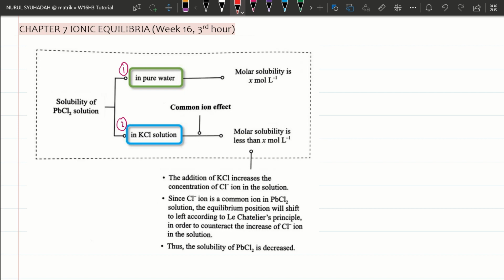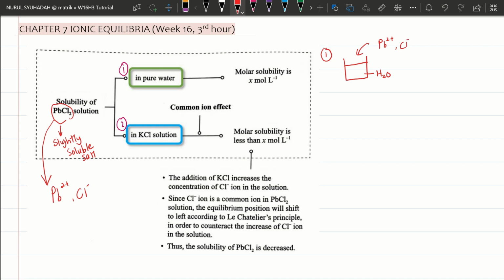Okay, first PbCl2 ini adalah kita punya slightly soluble salt. Okay, dan ion apa yang kita akan ada dekat sini? Kita akan ada Pb2+ dan Cl-. Okay, so kalau case yang pertama dalam water, okay, so inside H2O kita masukkan Pb2+ and Cl- daripada kita punya PbCl2.